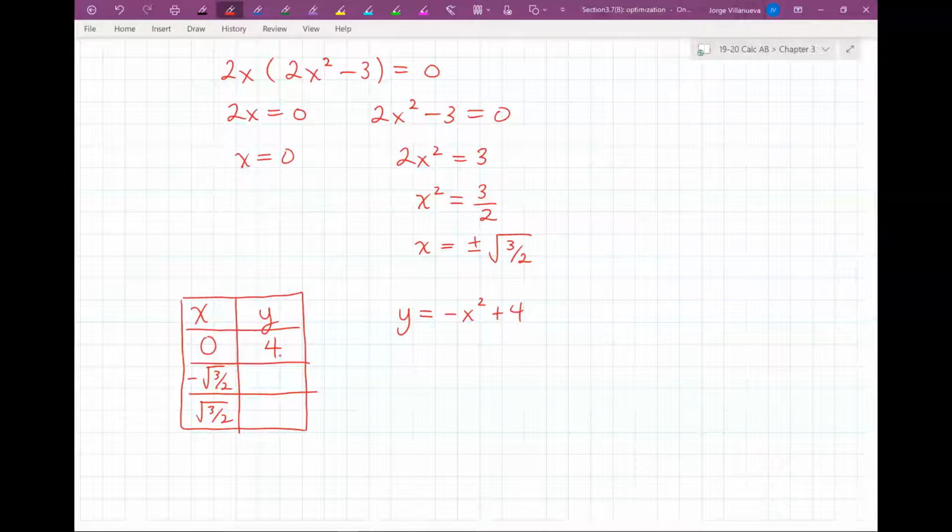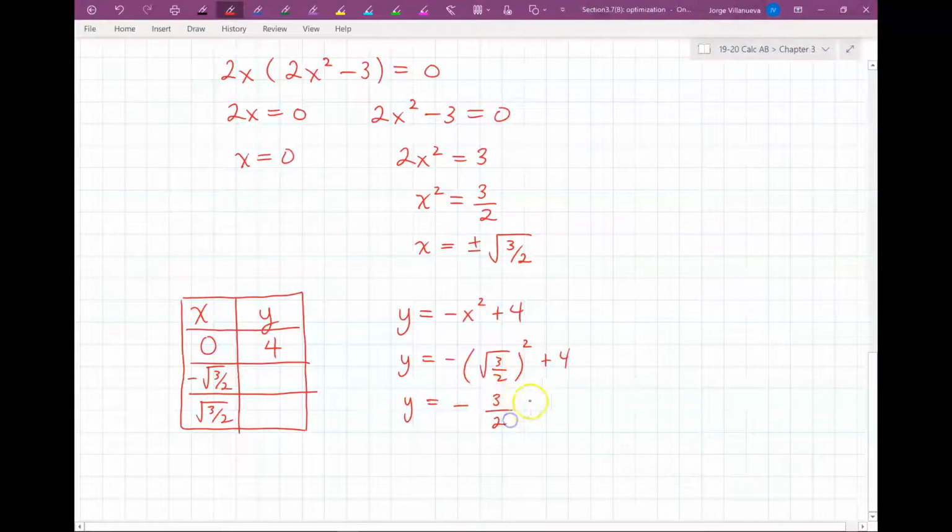Okay? If I plug in, let's say, radical 3 over 2, so that'd be y equals negative radical 3 over 2 squared plus 4, that's going to give me negative 3/2 plus 4, which is 2.5. So it's 2.5.